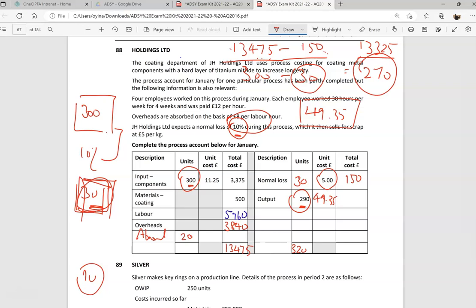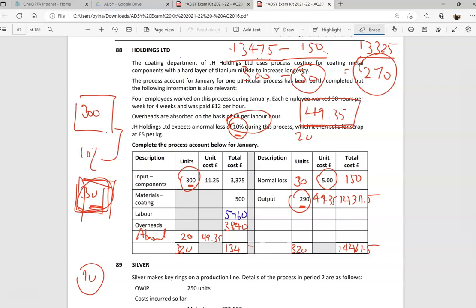So we correct this by what we call an abnormal gain, which is valued at £49.35. We call it an abnormal gain because that's what's happened, and that's how we balance this out. So you have 290 times 49.35, which is 14,311.5, and then we add the 150, and you have 14,461.5.